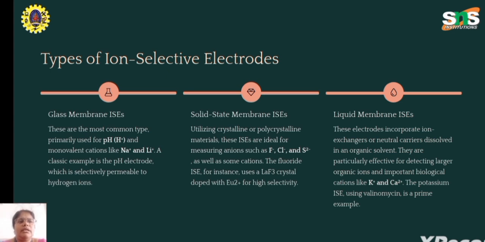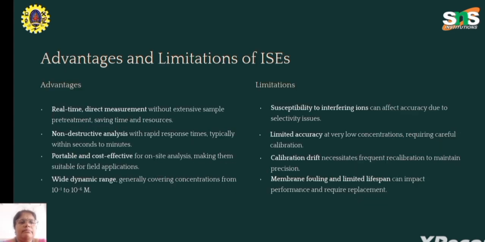Liquid membrane ion-selective electrodes. These electrodes incorporate ion exchangers or neutral carriers dissolved in an organic solvent. They are particularly effective for detecting larger organic ions and important biological cations like K+ and Ca2+. The potassium ion-selective electrode using valinomycin is a prime example.